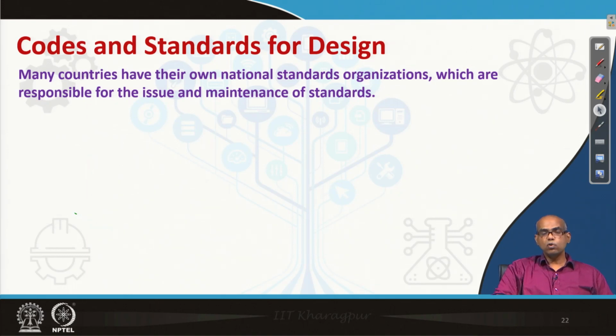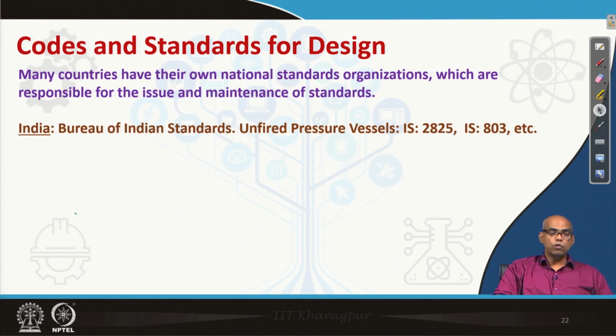Many countries have their own national standards organizations which are responsible for the issue and maintenance of standards. In India, we have the Bureau of Indian Standards. So, we use IS codes for design of various equipment. For example, for design of unfired pressure vessels, the IS codes IS 2825, IS 803, etc. can be used.